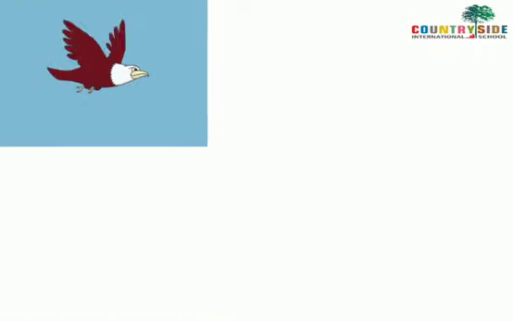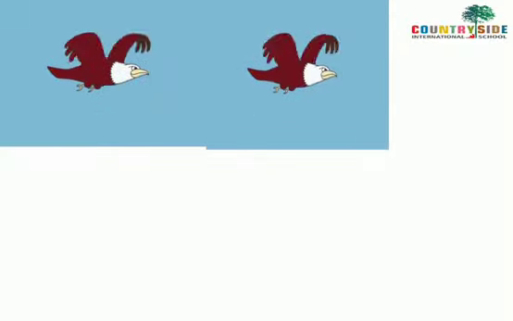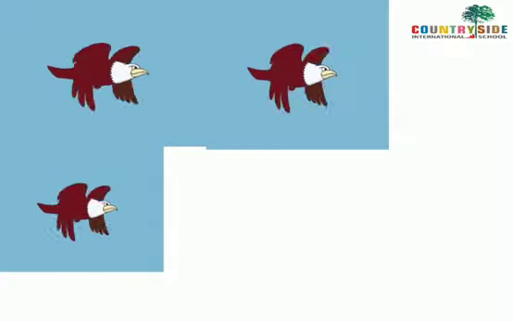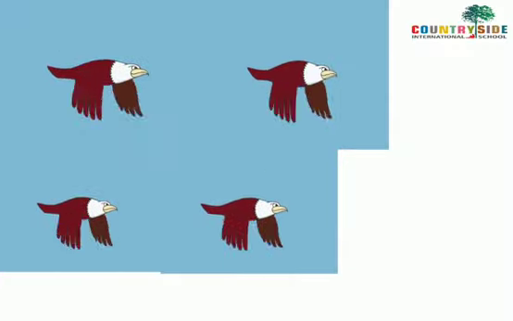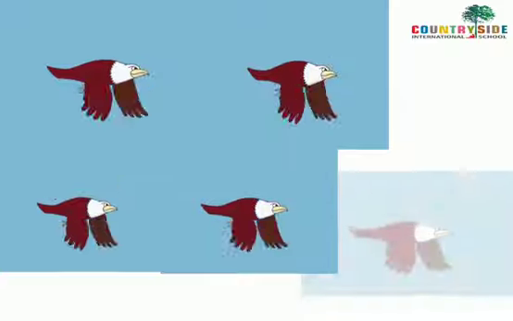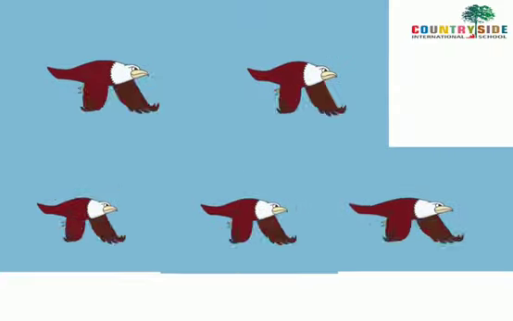Let's start with counting. Count the number of eagles in the sky. 1, 2, 3, 4, 5. There are 5 eagles flying in the sky.